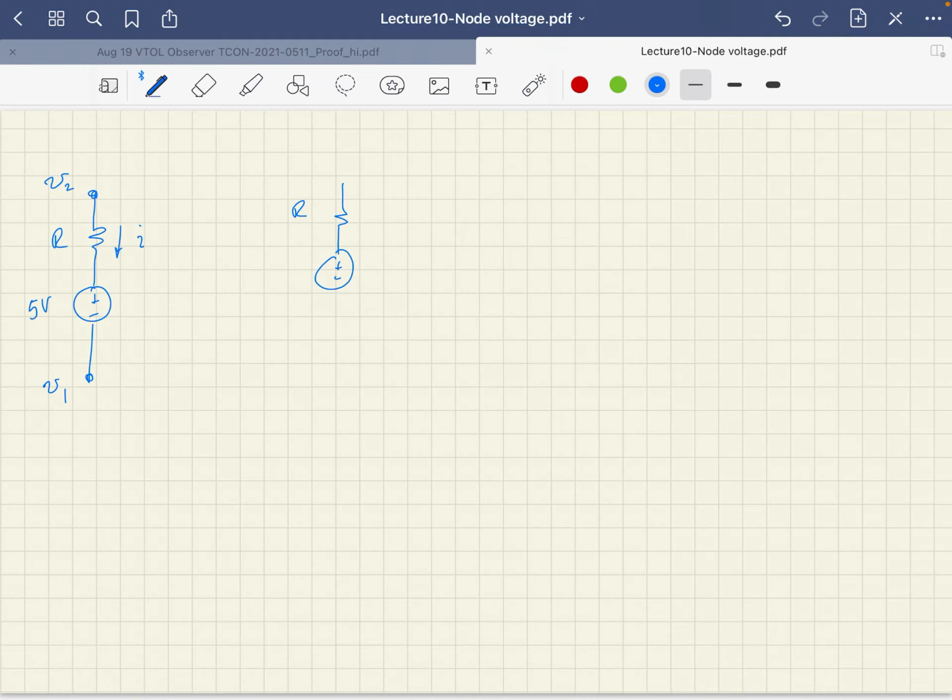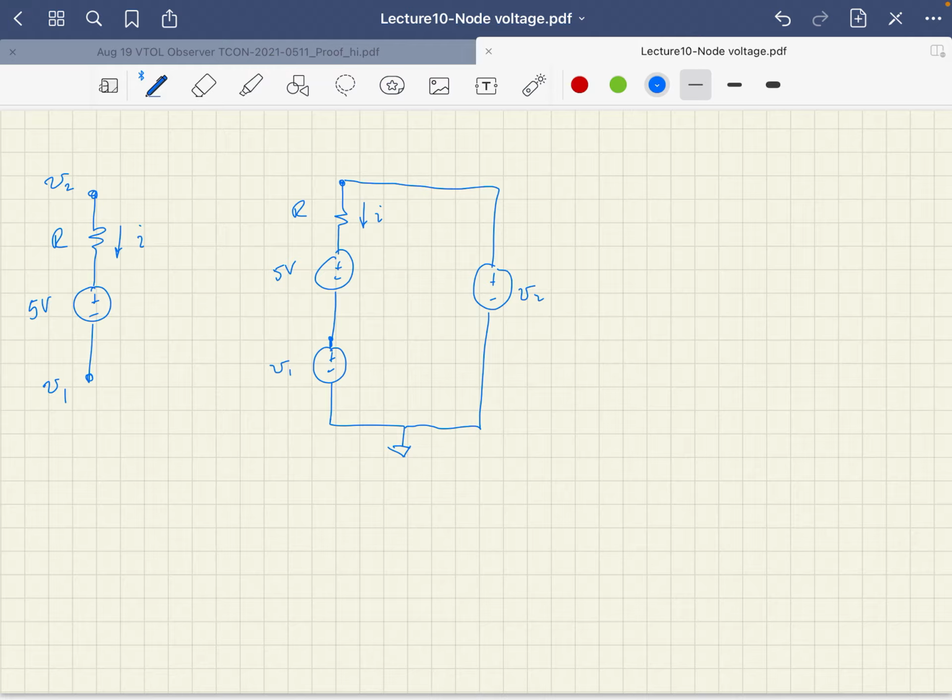Here's R and I, 5 volts, and then when we say this is V1, let's put in a voltage source like that, V1, and then maybe this is our ground, and then up here is V2, so let's go ahead and put in a voltage source V2, okay? That means that this point is V2, and this point would be V1.